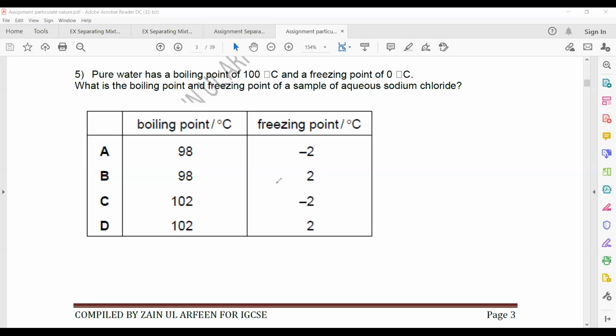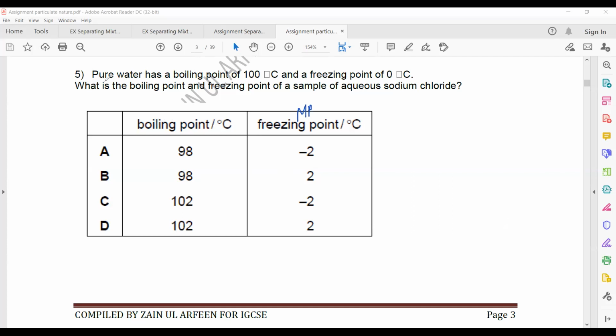Okay, this is a question related to the effect of impurity on the melting and the boiling point. Freezing point is the same as the melting point. The only difference in the term: melting point means when a solid changes to liquid, and freezing point means when a liquid changes to solid, but it's the same idea. So this can be a melting point as well.